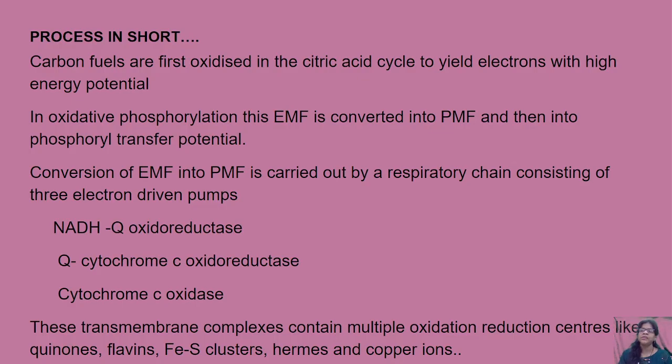In short, I will tell you how this process happens. The carbon fuels are first oxidized in the citric acid cycle for the production of high-yielding electron transfer molecules called NADH and FADH2. You are well aware that in the citric acid cycle there is production of one molecule of FADH2 for one complete rotation of the TCA cycle, right? And there is also production of NADH molecules for one round of the Krebs cycle. So you get the high transfer potential molecules like NADH and FADH2, which enter the electron transport chain.